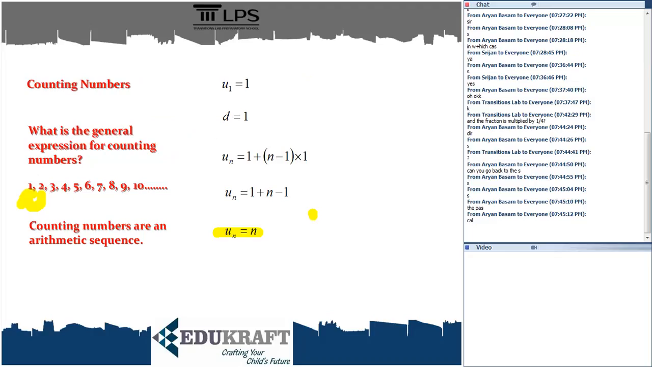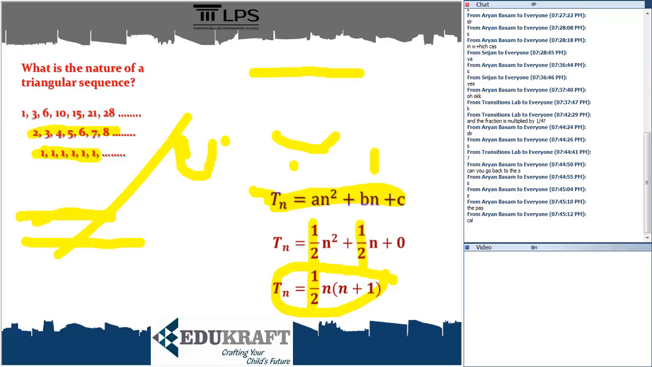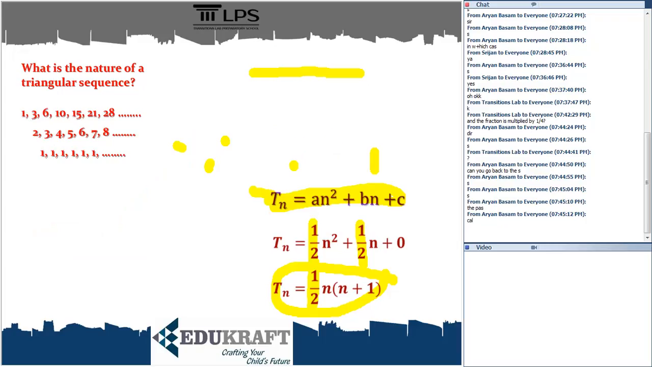This was the first sequence, the counting number sequence, whose general expression is n. Then this is the triangular number sequence. This was the calculation for the triangular number sequence. This calculation is what we had seen last week. If there is a common difference in the second stage, then this was the general expression that we had found.